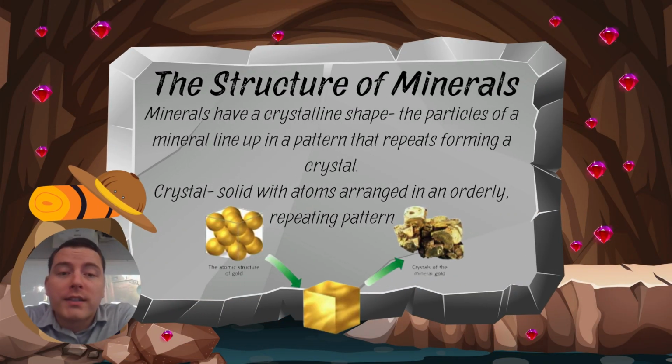Minerals have a crystalline shape. The particles of a mineral line up in a pattern that repeats, forming a crystal. And so a crystal is a solid with atoms arranged in an orderly repeating pattern. So here are the atoms that make up the crystals that make up gold or pyrite.